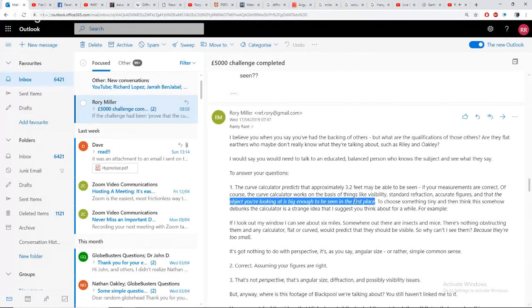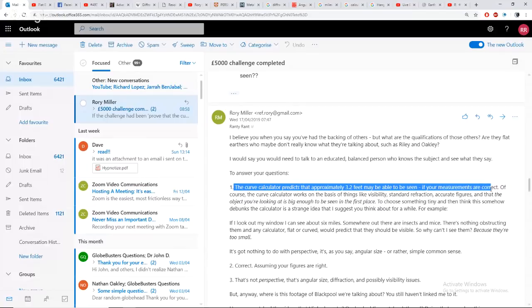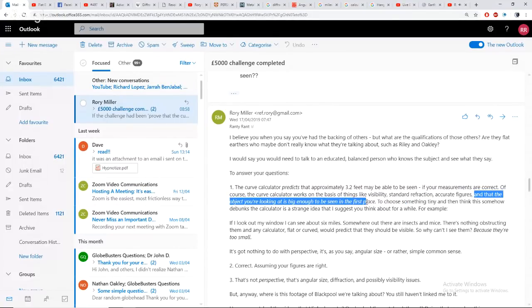That's our point. And no, they don't take into account visibility either. So like you say, you've essentially given up the ghost here. Yeah, 3.2 feet should be seen. You're saying that the curve calculators say that we should be able to see it in the first place if it's big enough to be seen. They don't. In which case, you lose. You've lost. It's game over.